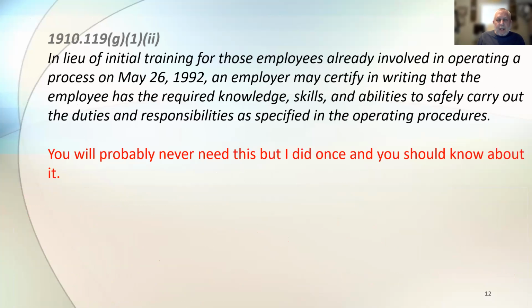So in lieu of initial training, for those employees already involved in operating a process on May 26, 1992, an employee may certify in writing that the employee has required knowledge, skills, and abilities to safely carry out the duties and responsibilities as specified in the operating procedures. You'll probably never need this, but I did once. You should know about it. We had a guy who'd been there for a long time, so he was on board even before all this stuff started. So we had to certify he was trained.